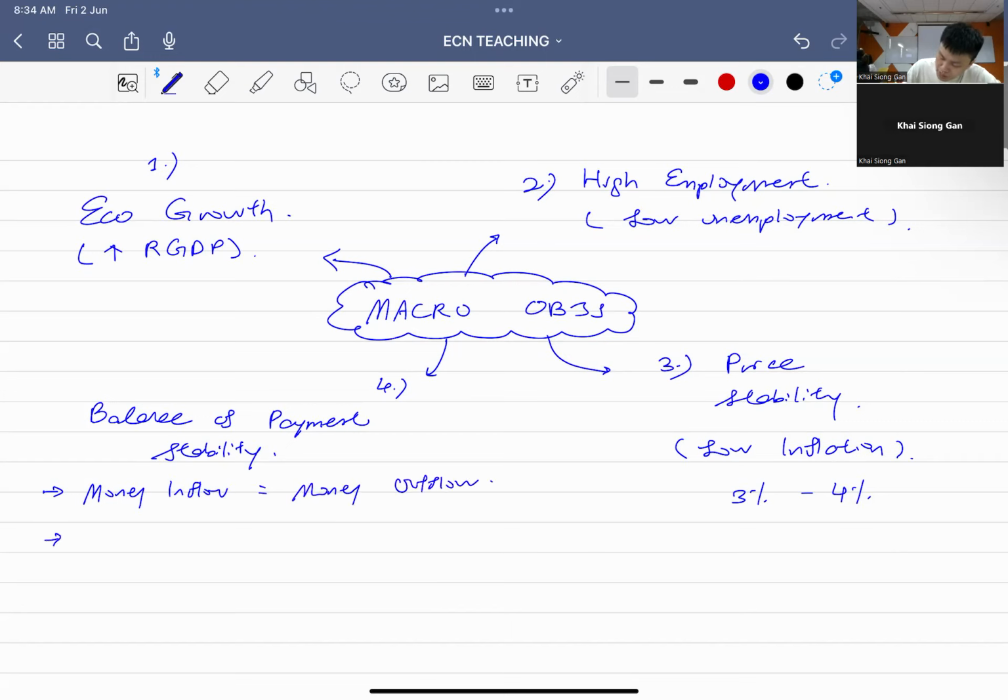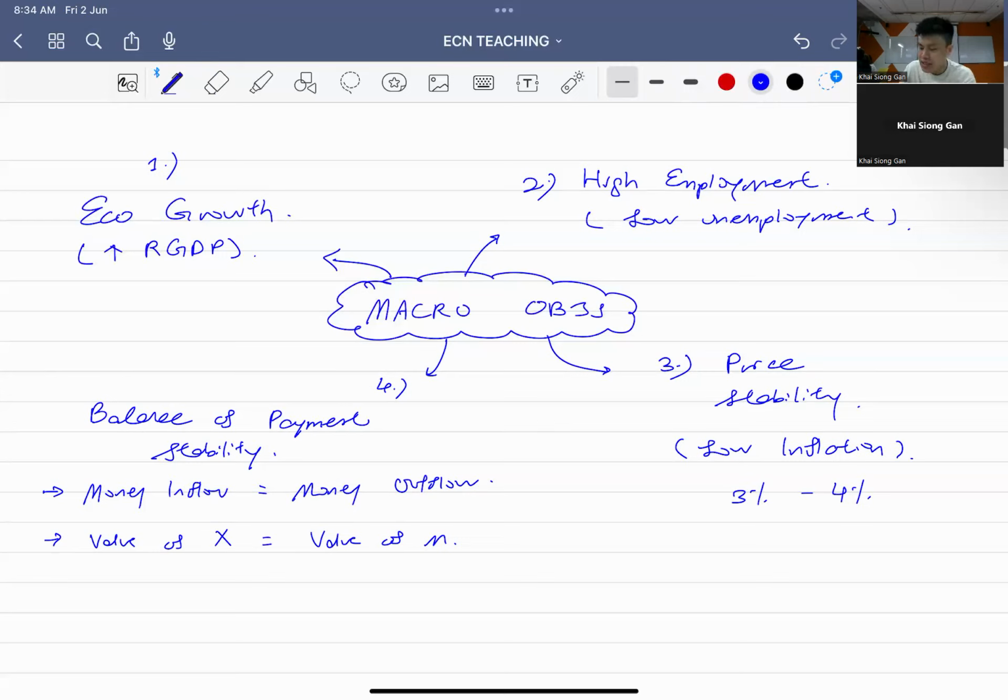And I want the value of the exports to be similar to the value of imports. I do not want either of them to be way larger than the other, because we can't always say that having too much export is very good, or having too much import is very bad. No, it's not always like that. So therefore we want them to be equal to each other. But of course, it's hard to achieve in reality.